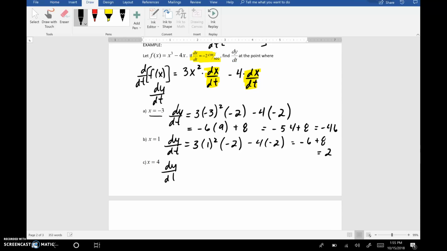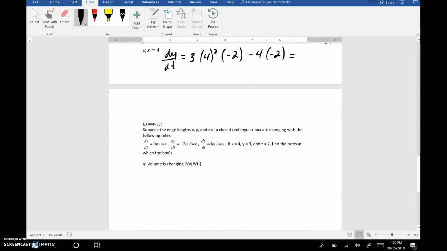And for my last one, dy dt equals 3 times 4 squared times negative 2. That stays the same. Minus 4 times negative 2. So you get the picture. You plug these numbers in, and then you are just evaluating what the answer is.